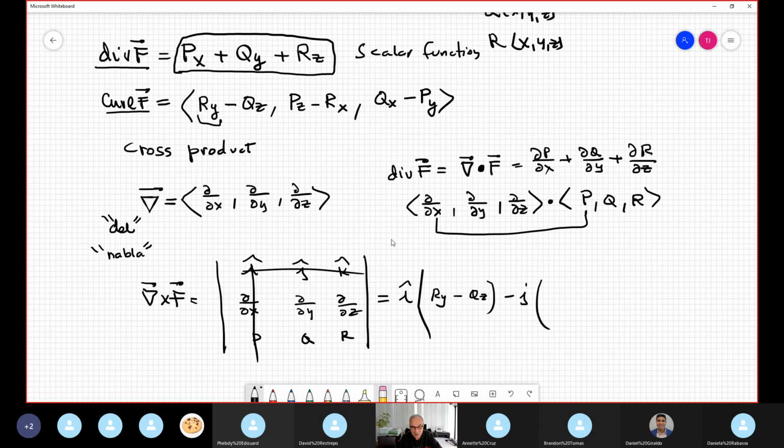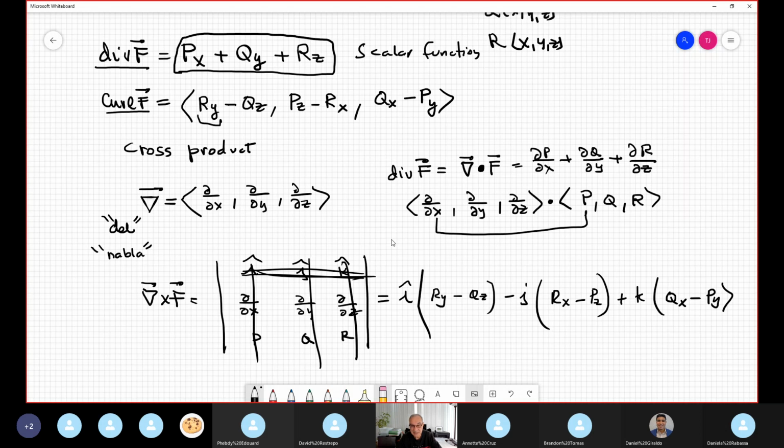Minus j. Now you delete this, and you have that and that. It's the partial derivative of R with respect to x, minus P with respect to z. So you see, well, no, professor, this failed, because here is P_z minus R_x. No, remember, we have a minus here. Okay? Plus k. And for k, we delete that and this. And we have the partial derivative of Q with respect to x minus the partial derivative of P with respect to y.